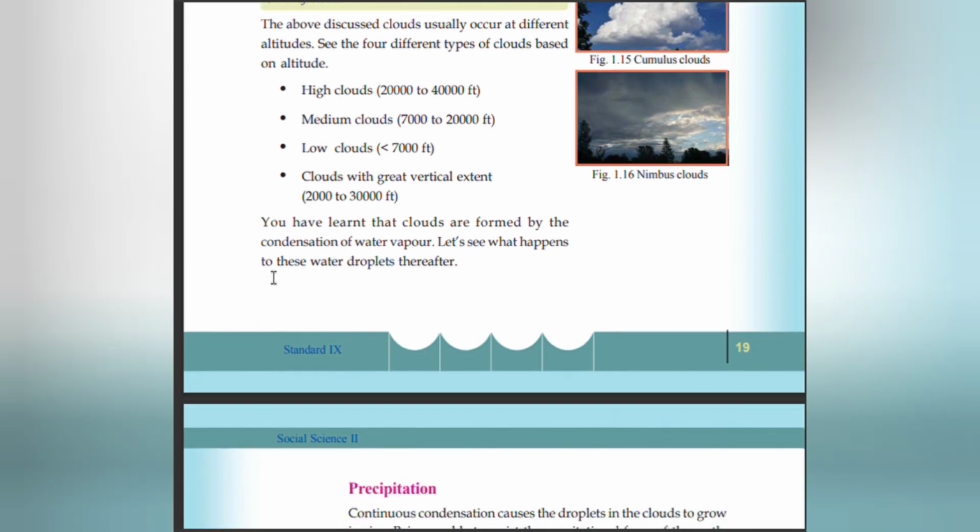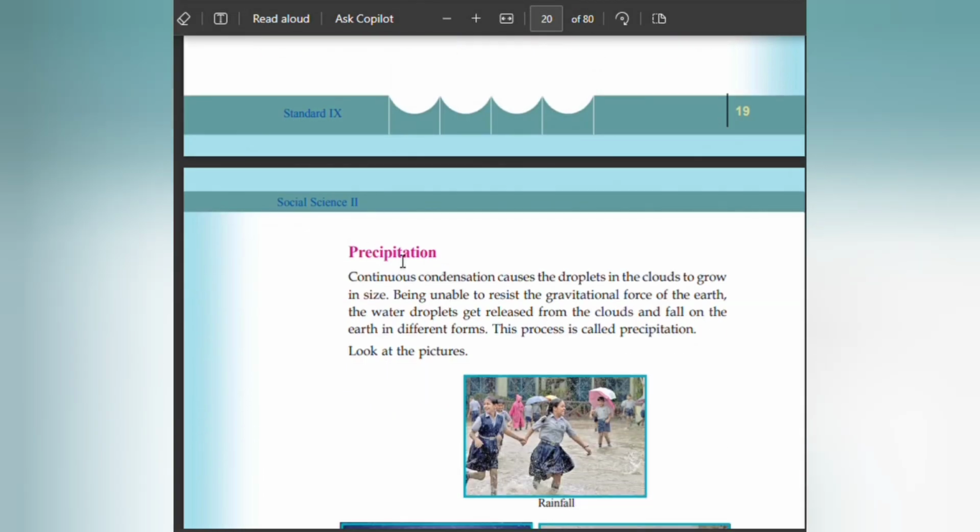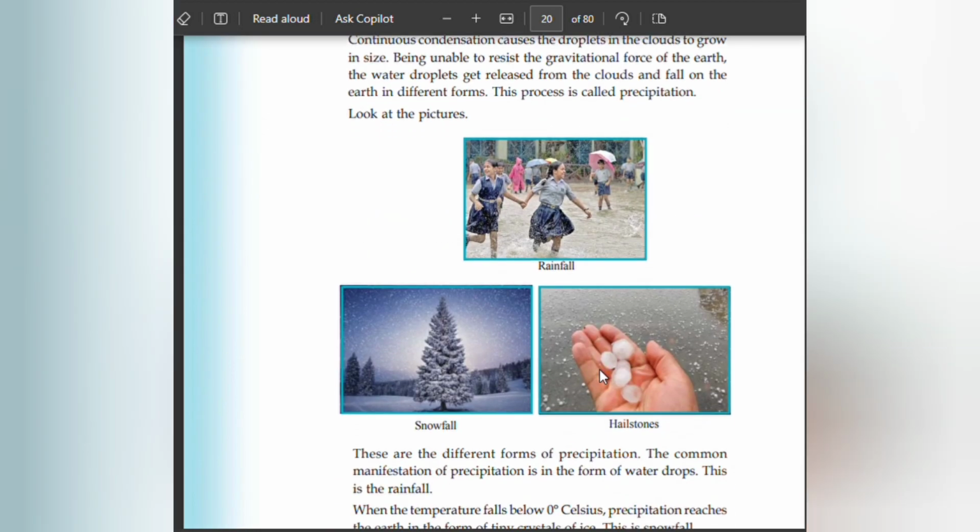You have learned that clouds are formed by the condensation of water vapor. Let's see what happened to these water droplets thereafter. Precipitation. Continuous condensation causes the droplets in the clouds to grow in size. Being unable to resist the gravitational force of the earth, water droplets get released from the cloud and fall on the earth in different forms. This process is called precipitation.